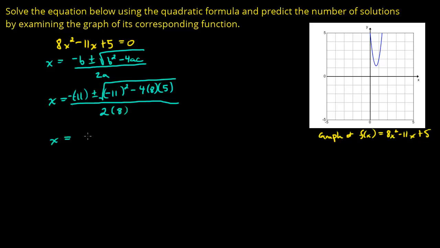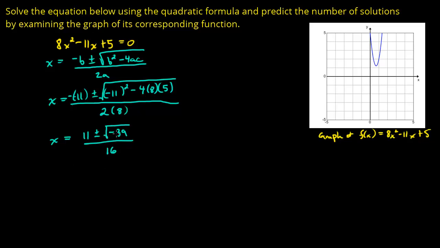So if I simplify this, well, I've got minus 11 is positive 11. So I've got positive 11 plus or minus. Now we can evaluate what the number underneath this radical is. And I get 11 squared, or negative 11 squared, minus 4 times 8 times 5, which is negative 39. So I get that x is equal to 11 plus or minus the square root of negative 39, all divided by 16.